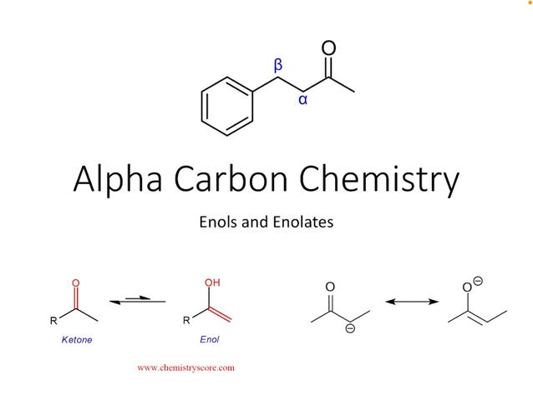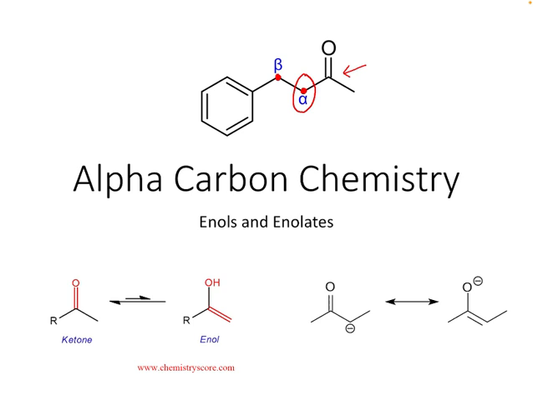Everyone, in this video we're starting a new chapter on alpha carbon chemistry. On the top here, I have a figure showing a carbonyl group, specifically a ketone. You'll notice that the carbon next to the carbonyl group is labeled with the Greek letter alpha, and the carbon a little further away is labeled beta. We'll talk about how this alpha carbon is reactive and can go through different reactions.